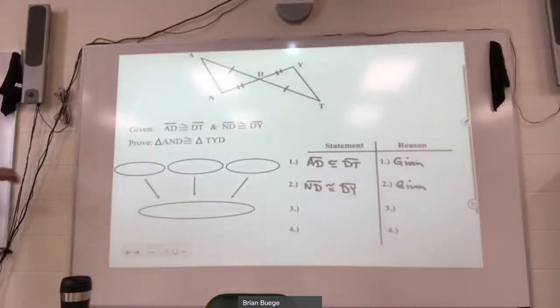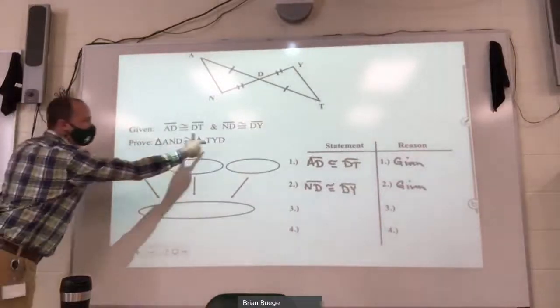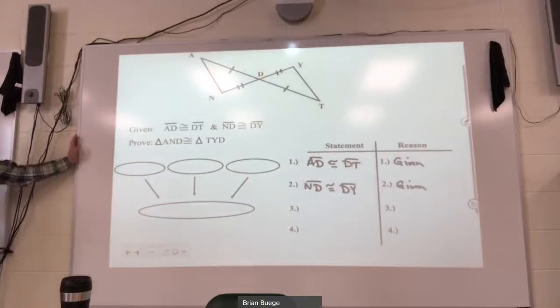All right, so that's where we're at. Notice we're trying to prove the two triangles are congruent. Well, right now, I don't have enough information yet. So now we go to the picture, and we just try to come up with anything else that we see, anything else that we know has to be true. What do you think, Tara?